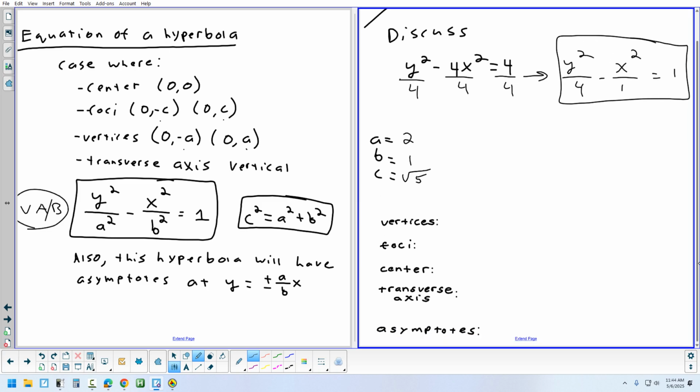Okay, where is my center? For now. Yep. 0, 0. Transverse axis is going to go in which direction? Yep. Vertical, because the y is the positive. Now that tells you everything is above and below the center. So what would be your coordinates of your vertices?